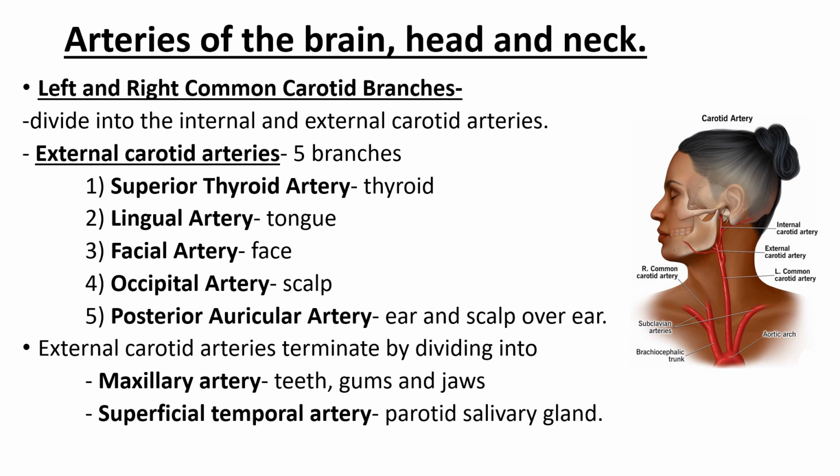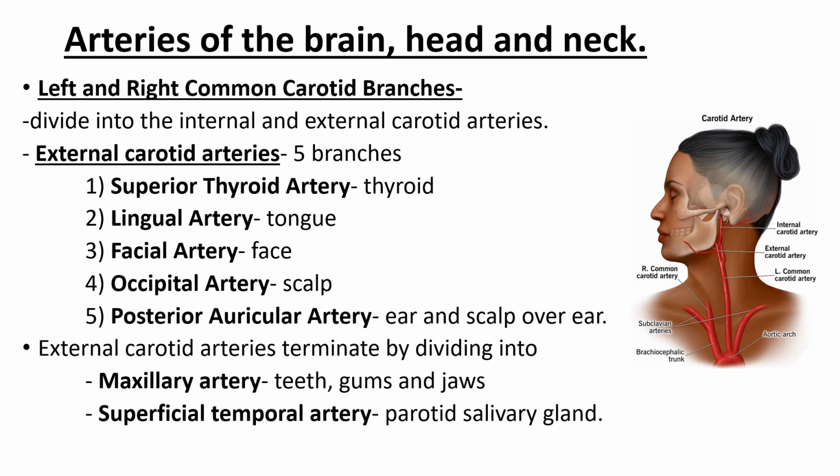So my external carotid, we got 5 major branches. Pretty easy here. Superior thyroid, supplying the thyroid gland. The lingual artery, supplying the tongue. Lingual means tongue from chapter 1. Facial artery, supplying all the parts of our face. Occipital artery, the scalp at the back of our head. And then the posterior auricular literally means behind the ear, the artery behind the ear. So this is going to be the ear and the scalp over the ear.